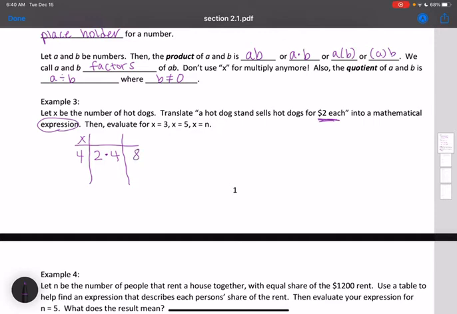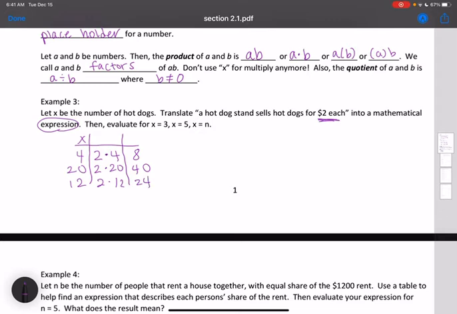$8, right? What if I did 20? I'd have my $2 for every one. 2 times 20 would give me 40. Say if I had 12, I'm just making up random numbers. 2 times 12 would give me 24.